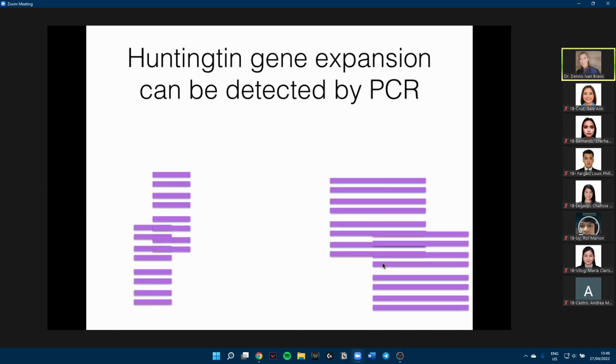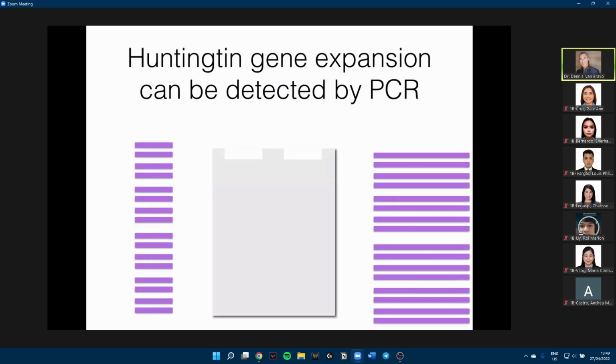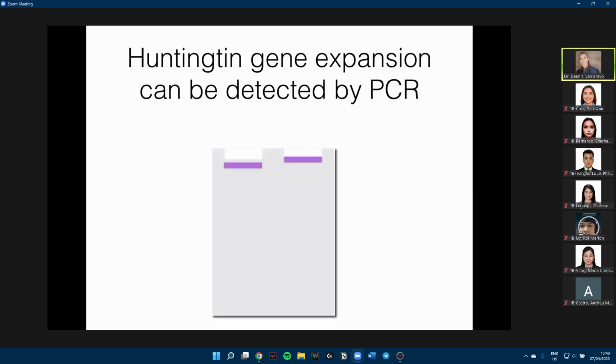So as always, the process does not end with amplification of those target sequences. We have to determine the size of the DNA fragments or amplicons. This can be done through gel electrophoresis. After gel electrophoresis, we stain this and view this under UV light. We can determine now their size as well as their presence. If we see this, that means that the DNA fragments are large and therefore they have slower mobility. That indicates the presence of expansion compared to this.